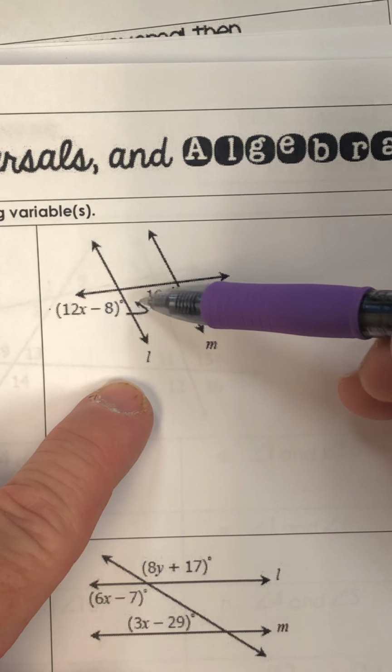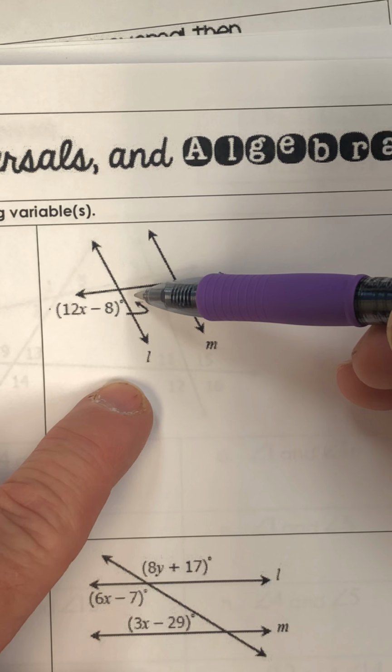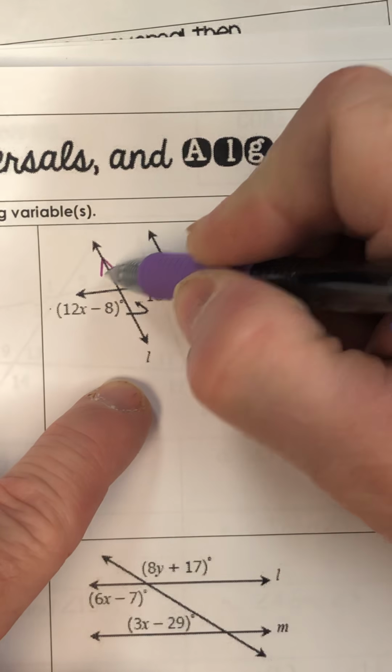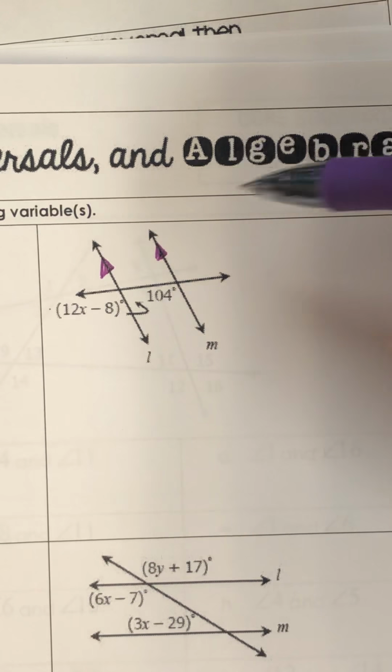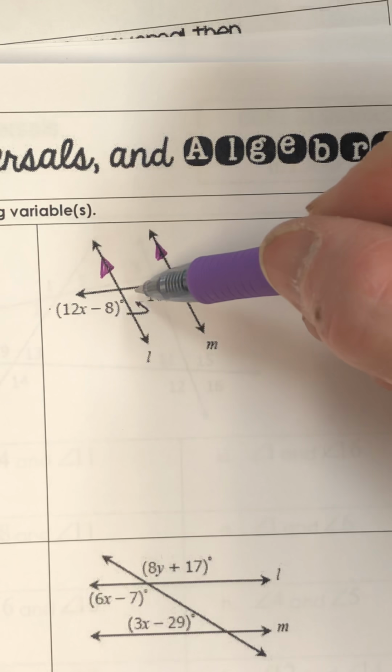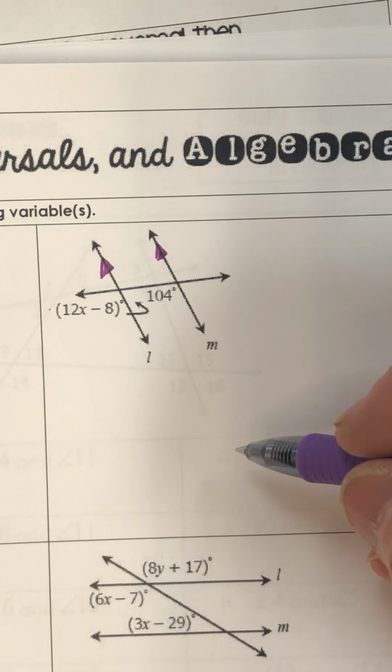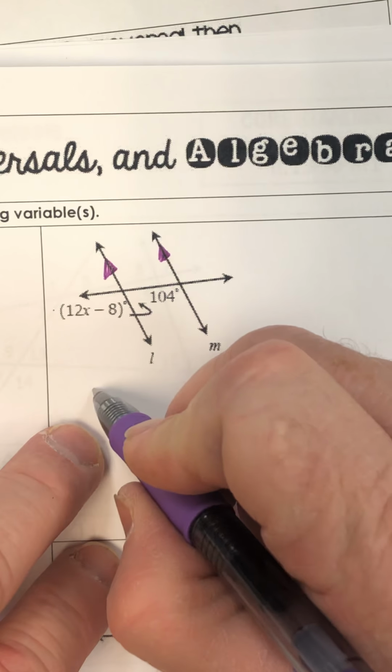So the 12x minus 8 you see is in the angle there. Okay? So those two angles together, those are consecutive. So L and M are the parallel lines from what it told us. So those two together, if they're consecutive interior, we know they're supplementary. So we have to write down 12x minus 8 plus 104 equals 180.